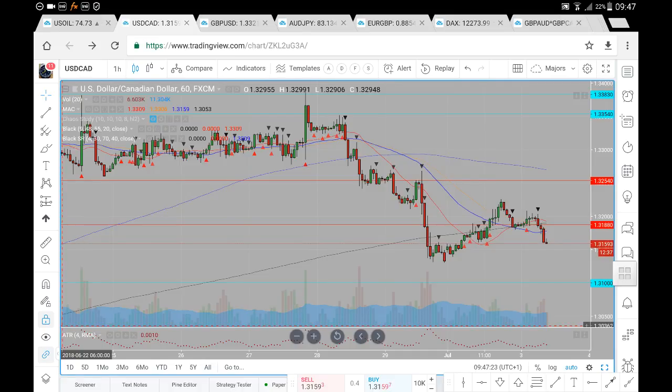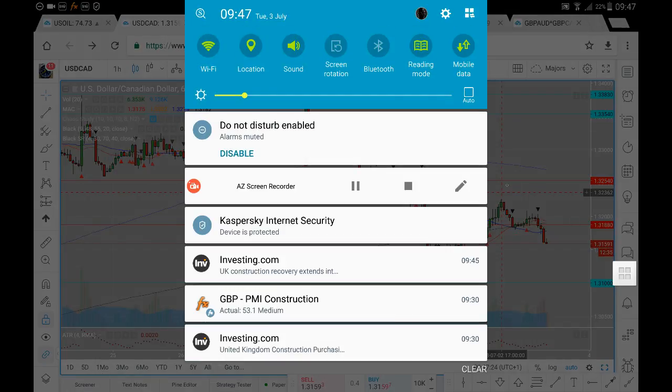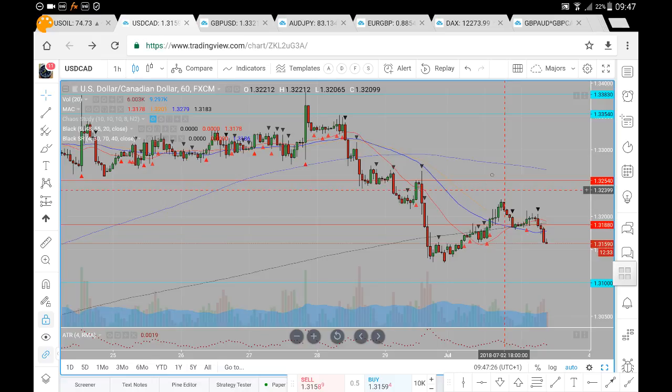So this US dollar CAD analysis for Tuesday the 3rd of July. Now let's just have a look at prices and where prices may likely go. So previously we came into an area and well, where did we actually go now? Let's just see where our actual lows are.